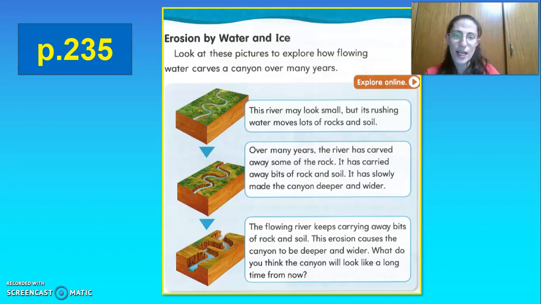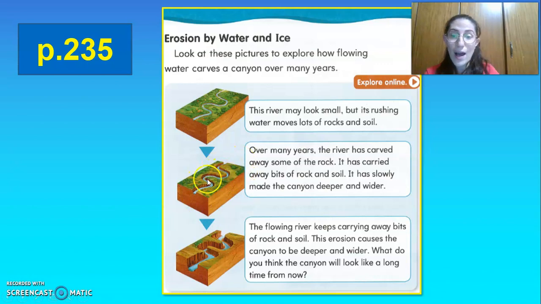In the first picture, as we could see that there is a river, okay, and it looks small, but the rushing water of the river keeps on carrying lots of rocks and soil every day, year after year. The rushing water of the river keeps on carrying the rocks and soil from one place to another, moving it, okay? So what happens after many years, the river has carved away some of the rock.